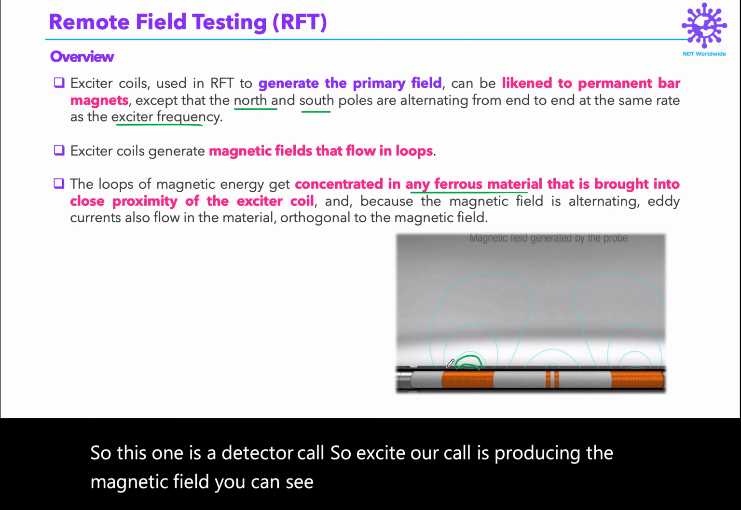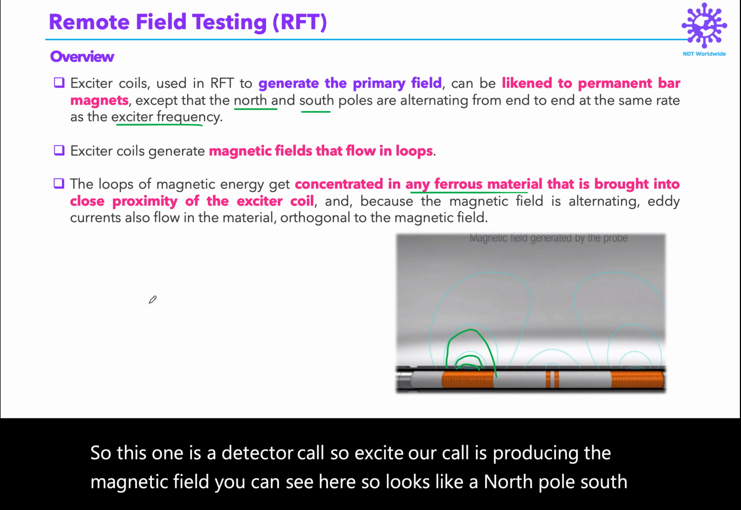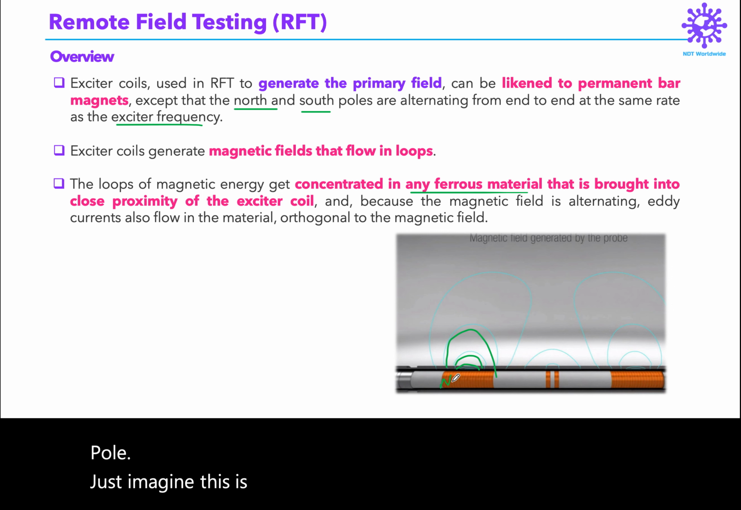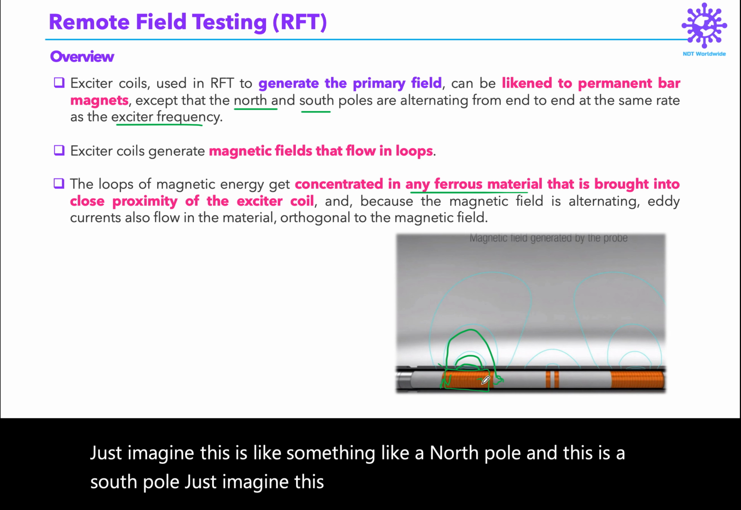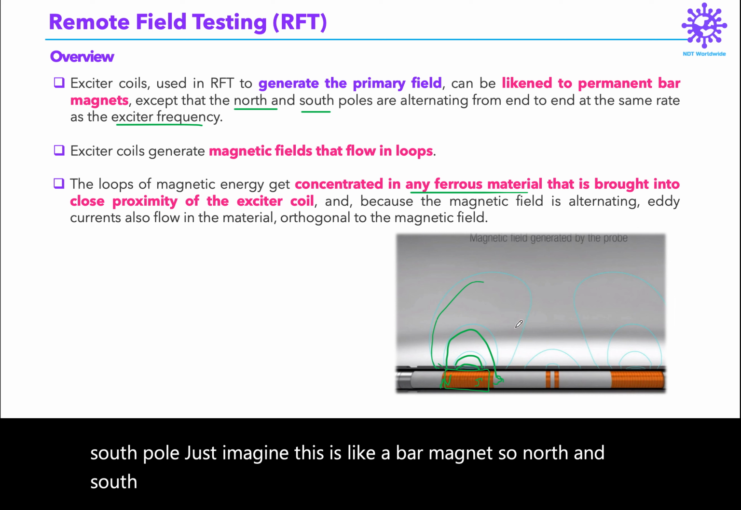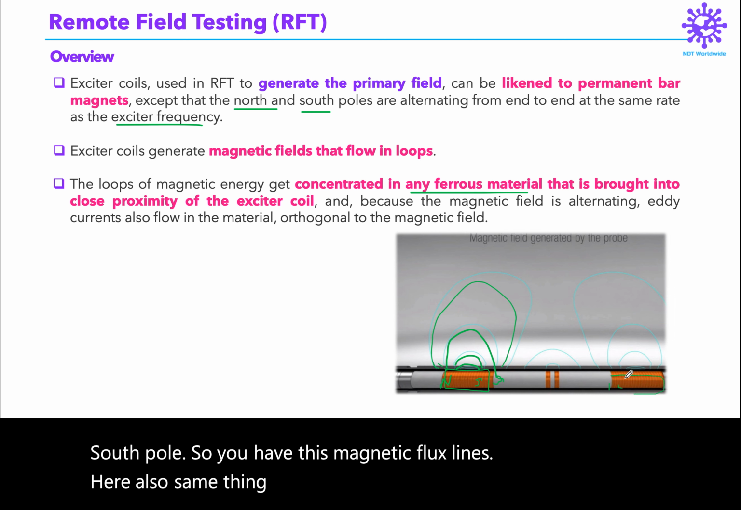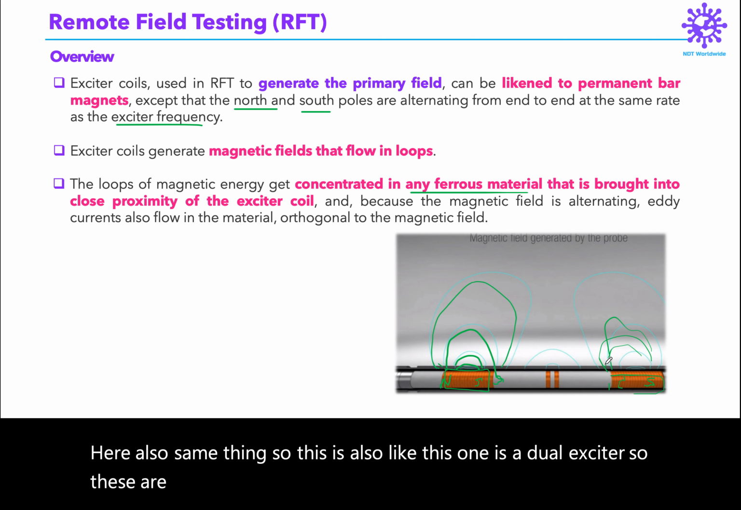It looks like a north pole and a south pole. Just imagine this is like a bar magnet, with a north and a south pole, so you have these magnetic loop lines. Here also it is the same thing, this one is a dual exciter. So these are all flux lines interacting with this material.